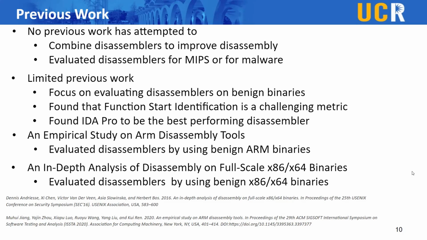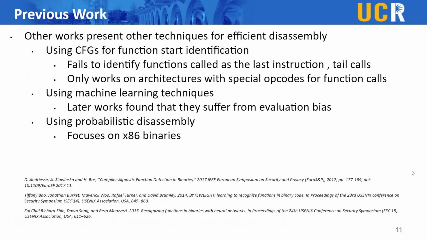So there is limited previous work, because no previous work has focused on using malware to do evaluation as well. Previous work usually focuses on evaluating disassemblers on benign binaries, and they have found that function start identification is a challenging metric for disassemblers, and that IDA Pro is the best performing disassembler so far. Two previous works that evaluate disassemblers to find the best disassembler are an empirical study on ARM disassembly tools and an in-depth analysis of disassembly on full-scale x86-64 binaries.